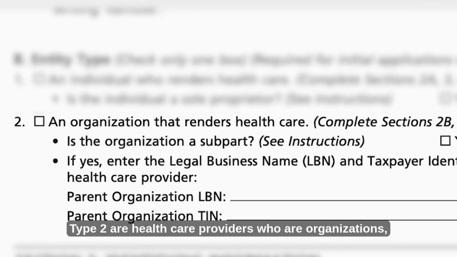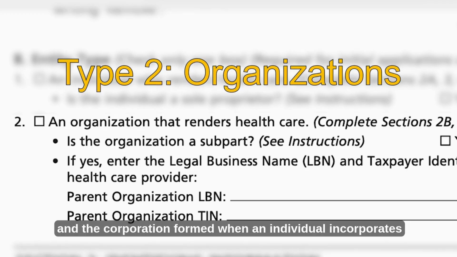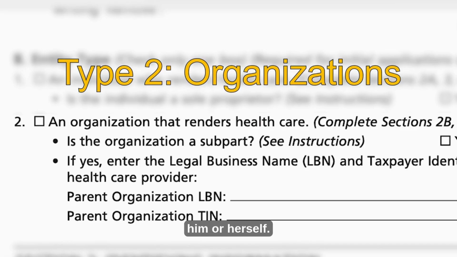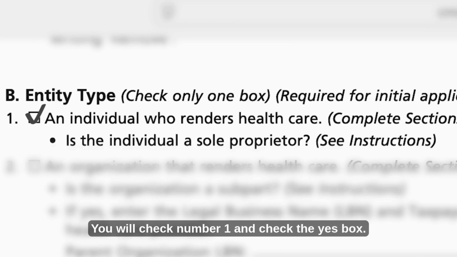Type 2 are healthcare providers who are organizations, including physicians groups, hospitals, nursing homes, and the corporation formed when an individual incorporates him or herself. All of you are type 1, healthcare provider. You will check number 1 and check the yes box.